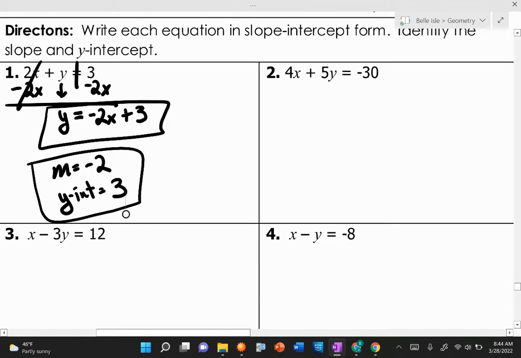Okay, number 2, identify the variable. Y is on the left side. I'm going to subtract 4x from both sides. 4x to 4x. I'm going to bring down a 5y. The 4x's cancel out on the left. I'm left with negative 4x minus 30.